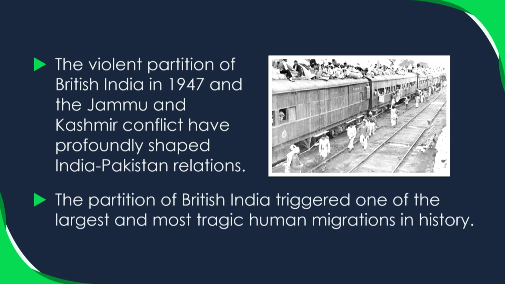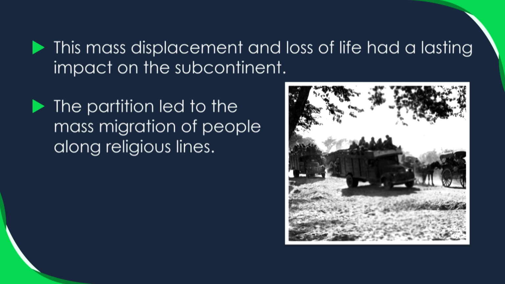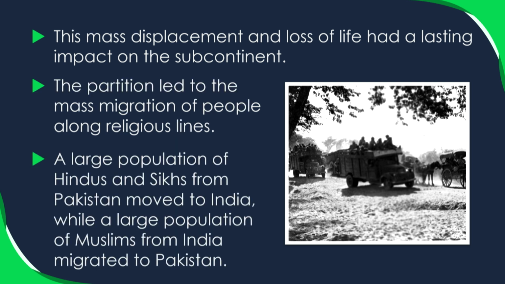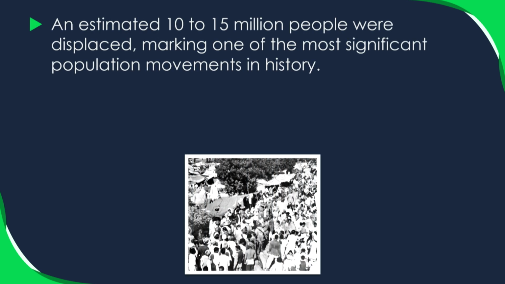The partition of British India triggered one of the largest and most tragic human migrations in history. This mass displacement and loss of life had a lasting impact on the subcontinent. The partition led to the mass migration of people along religious lines. A large population of Hindus and Sikhs from Pakistan moved to India, while a large population of Muslims from India migrated to Pakistan. An estimated 10 to 15 million people were displaced, marking one of the most significant population movements in history.